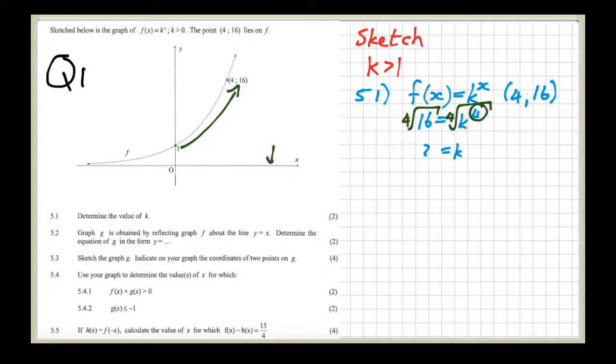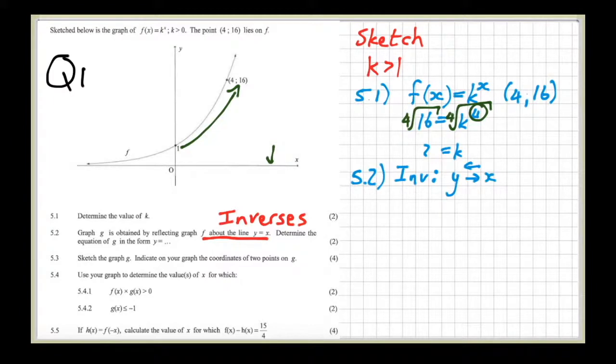Now when I look at question 5.2, question 5.2 reads, graph g is obtained by reflecting the graph f about the line y equal to x. Now the moment I read that about the line y equal to x, my thoughts automatically go towards inverses. So, what do I do with the inverses? That's the big question. Well, with the inverses, we've got to remember from the theory that y becomes x as well as x becomes y. So they do a big swap.